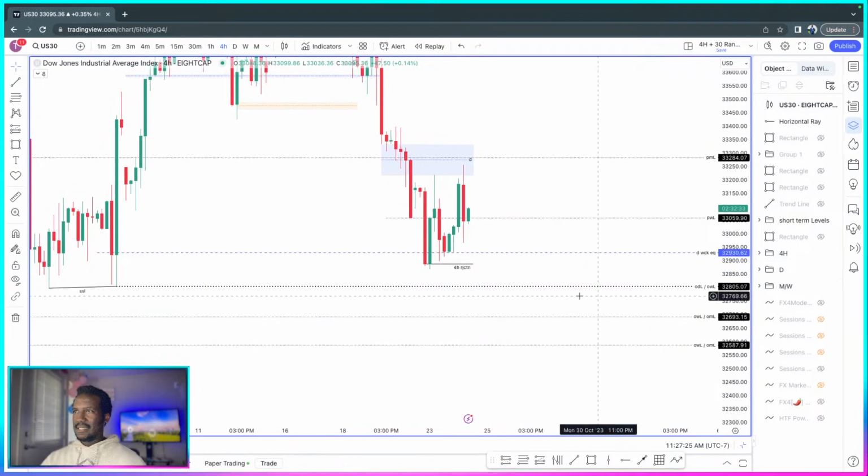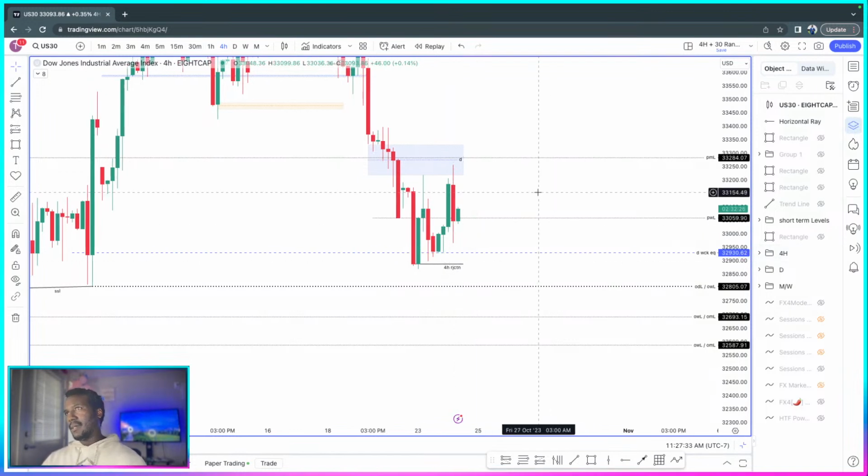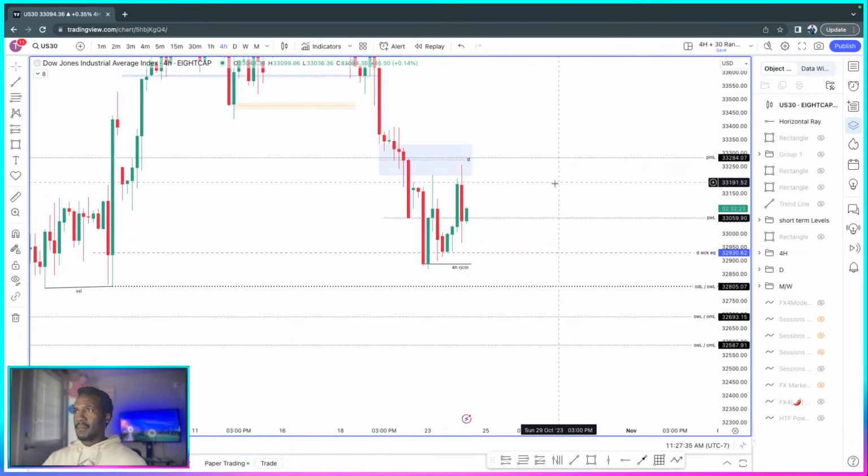But let's say I have a really tight stop loss, right? Then when we get here, I would like to take partials and break even, because this is an area where it can bounce up and then later come down. So that is something that we are watching.